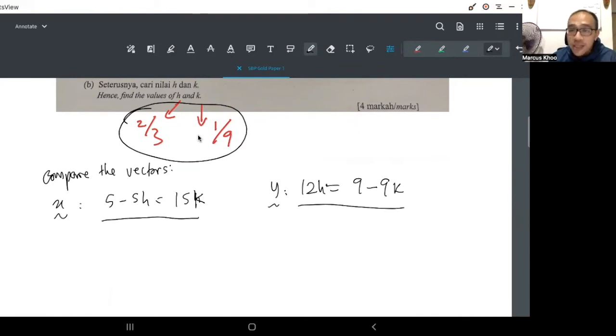If your working is correct, carry on. Don't stop. Just because the answer is 2/3 and 1/9 doesn't mean that the answer is wrong. It is most likely correct. Assuming that your working is correct, your answer will definitely be correct.